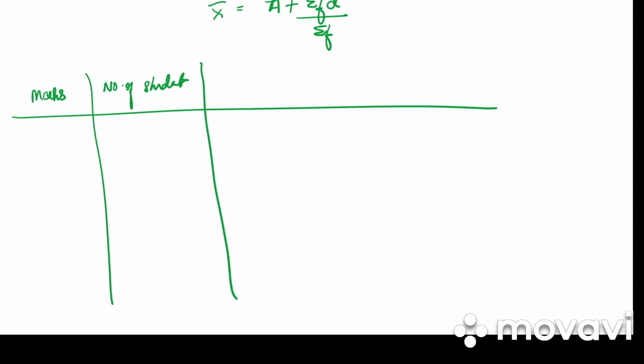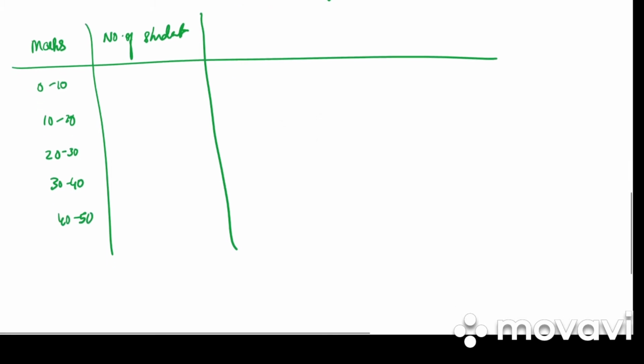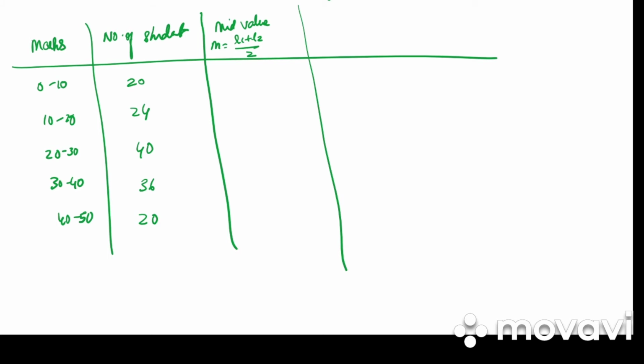So marks is 0 to 10, 10 to 20, 20 to 30, 30 to 40, 40 to 50. And number of students is 20, 24, 40, 36, 20. Then we need to find out the middle value. How do we find out? M is equal to L1 plus L2 divided by 2. So it will be 0 plus 10 divided by 2, 5.